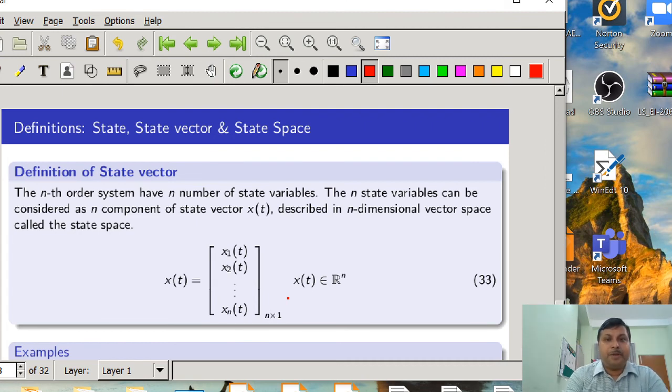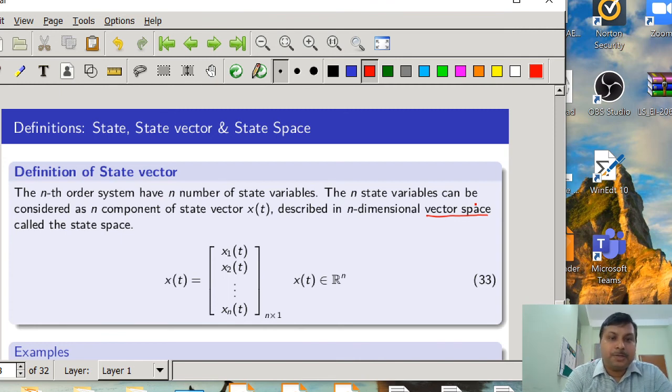At this point maybe the vector space is not clear to you, but in due course I am going to take one or two lectures about vector spaces. Then it will also be clear why it is called state space, why it is called space. That will also be clear later on.